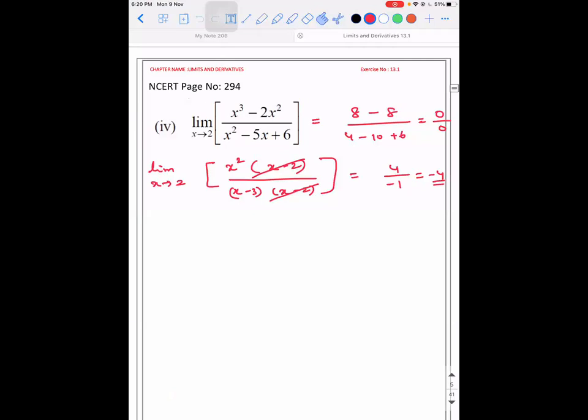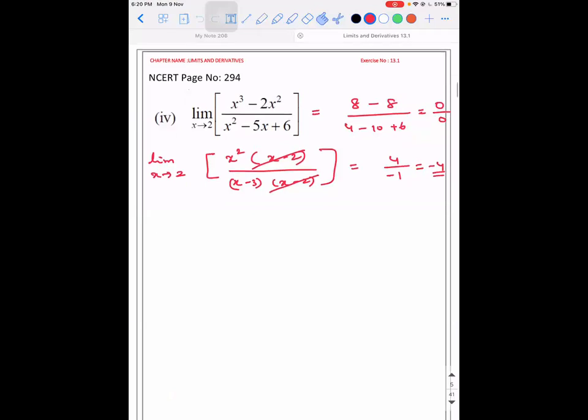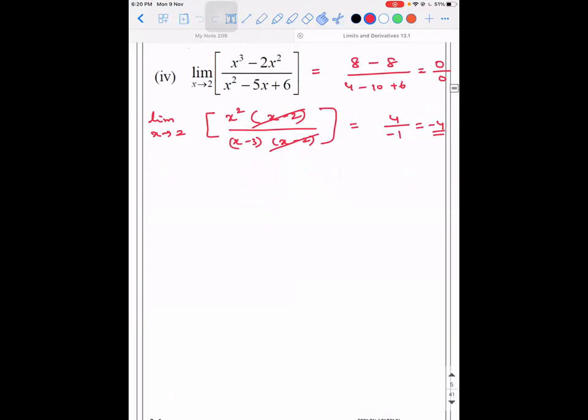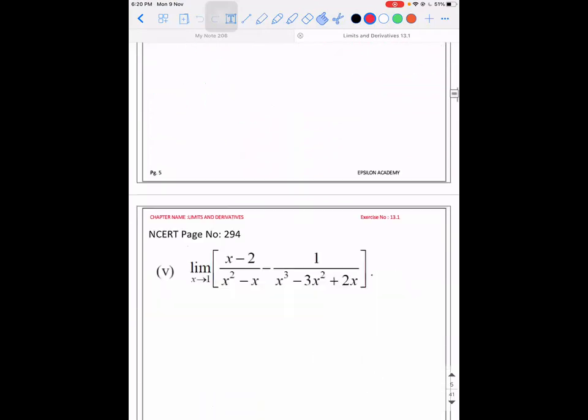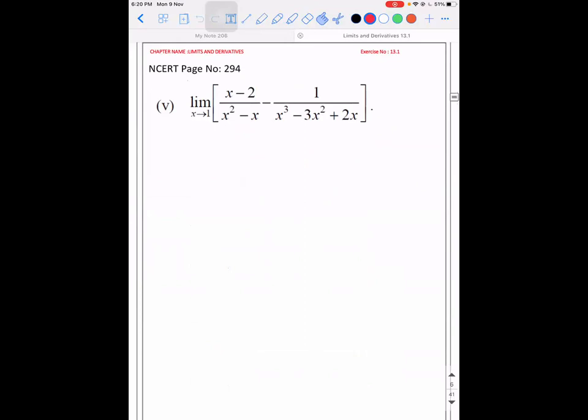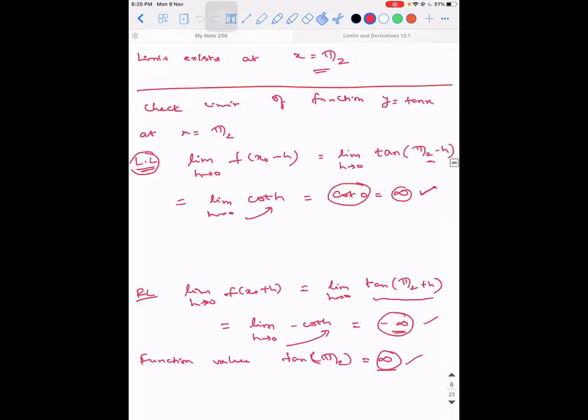So last class, we were discussing limits and derivatives, right? We started exercise 13.1. So we'll do a few problems before we proceed to derivatives. For today, we are going to concentrate only on limits. There are almost 40 problems from this exercise. Let's solve them and then we will go. Just to recollect all the topics that we have discussed.